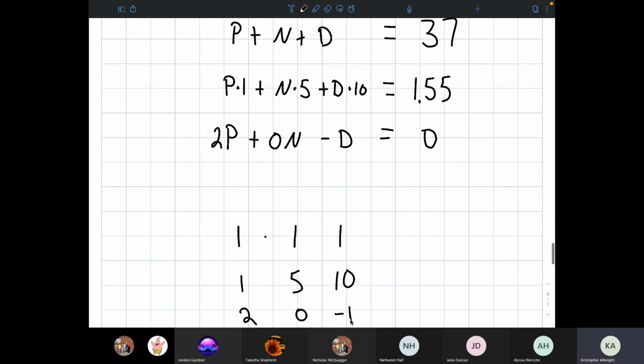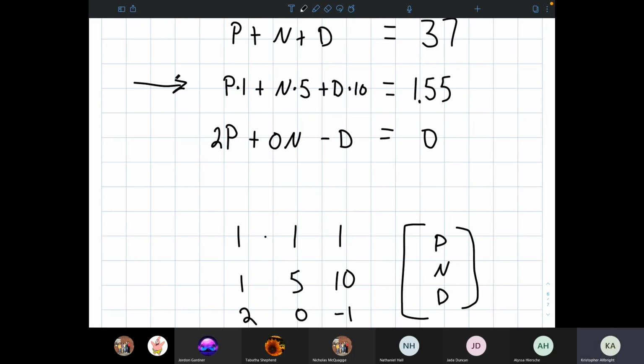So now we want our variable matrix, or answer. What did you get? Okay, so the first equation is 0.01p plus 0.10d equals 1.55. Okay, that would be this one. I did it slightly differently, but okay. P plus n plus d is 37. Okay. P equal to 2d.